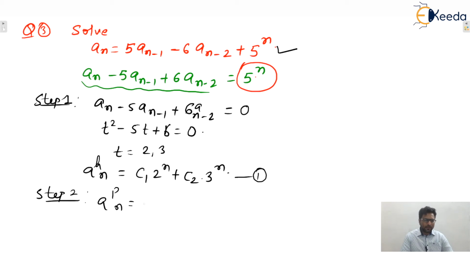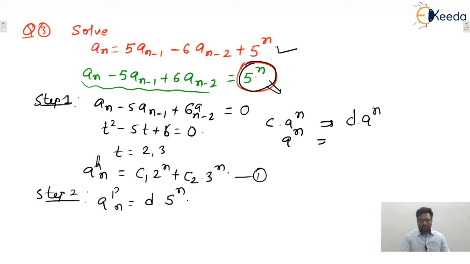So guys, you tell me, in the right hand side there is a power function, and I already told you whenever there is a power function, what will be the trial particular solution? Yes, that will be d into 5 raised to power n, one constant will be there. Either it is c into a raised to power n, then also it will be d into a raised to power n. If it is only a raised to power n, then also it will be d into a raised to power n. Yes, that we can see in the table.